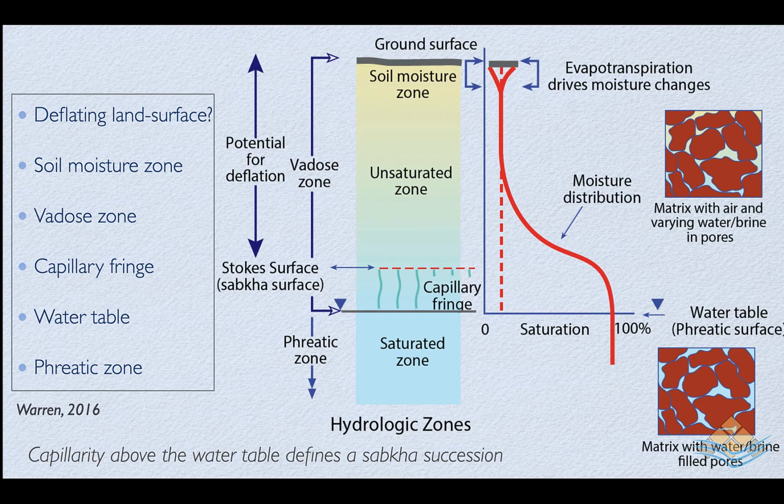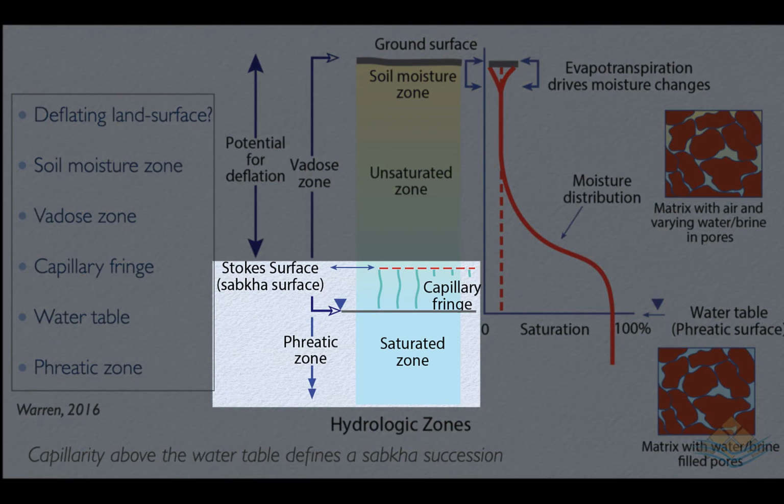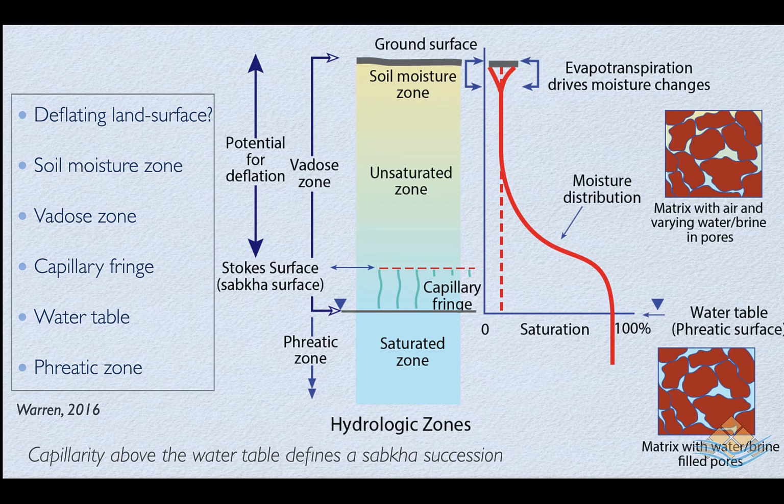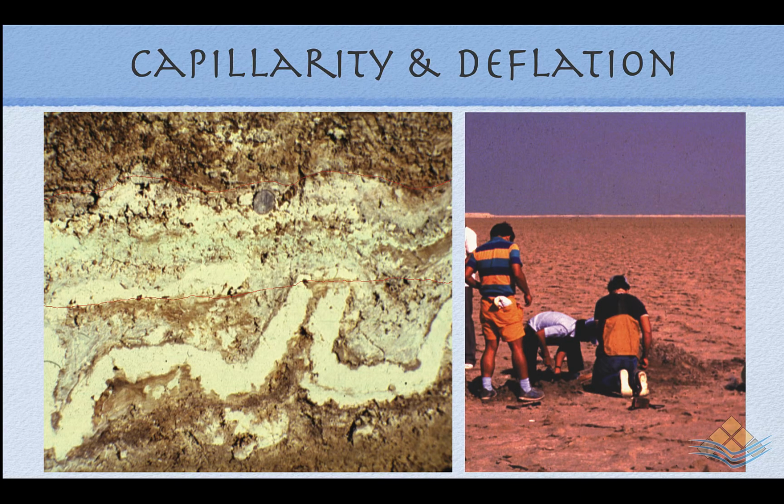So the Sabkha succession is made up of the saturated zone and the capillary fringe. The majority of sediment that would have sat at any time in the vadose zone, without being held together by the moisture of the capillary fringe, is deflated away in a Sabkha succession. And we can see that by these classic erosion surfaces.